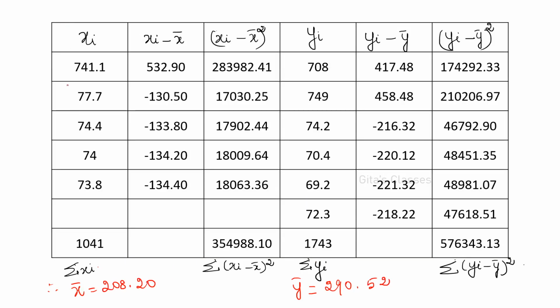So these are the values xi minus x bar. X bar is the total 1041 divided by 5, which is 208.2. And here y bar you have to find out. And these values are xi minus x bar the whole squared, and here yi minus y bar the whole squared. Okay, these are the values given.